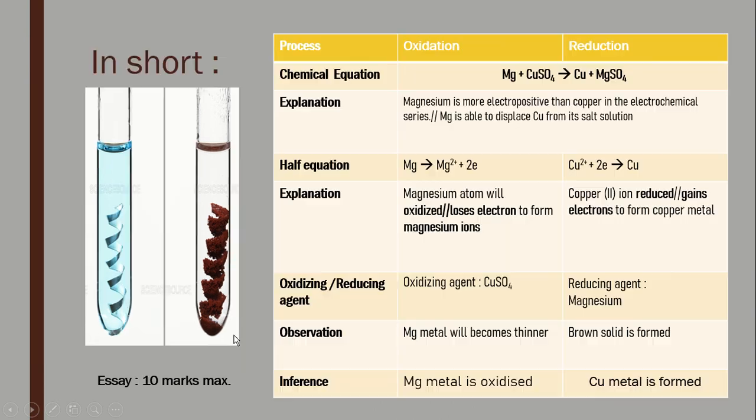Okay, in short, okay, or we can use the table. Cikgu nak you buat jawab task lepas ni guna this table. Okay, buat satu kolom oxidation, buat satu kolom reduction, then ada dia punya item-item, chemical equation, explanation, half equation, explanation. Okay, you can copy this one.